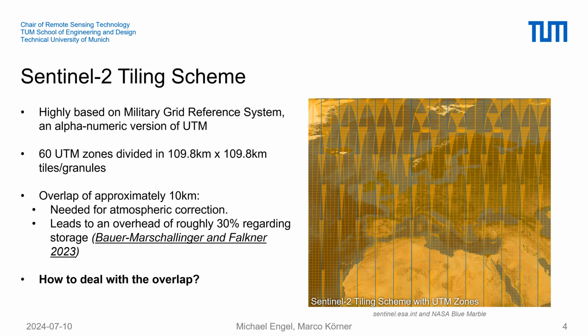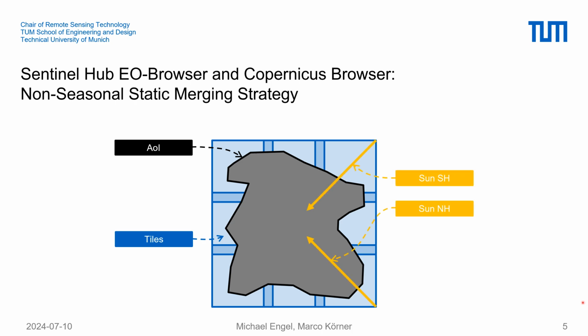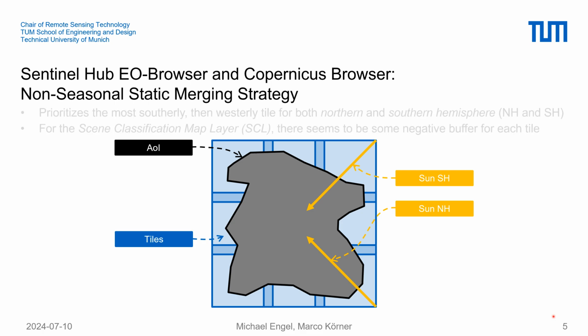But the question now is, what are its implications for the merging of the tiles? So how to deal with the overlap regarding that? Let's have a look at the EO and Copernicus browsers again. Suppose we have some AOI and the underlying Sentinel-2 tiles. Now, depending on the position on Earth, we may have a sun azimuthal angle from northerly or southerly directions for the southern and northern hemisphere respectively.